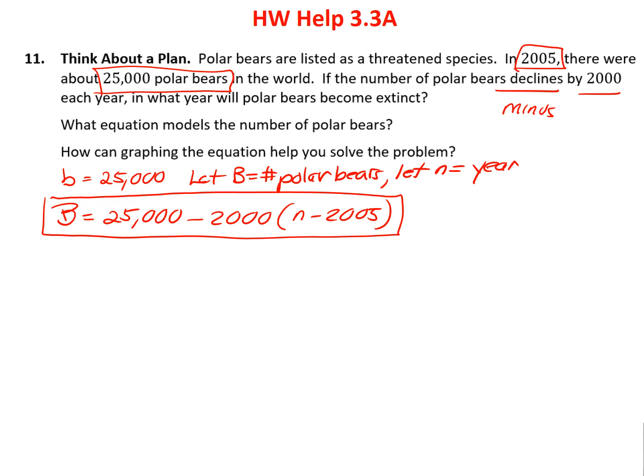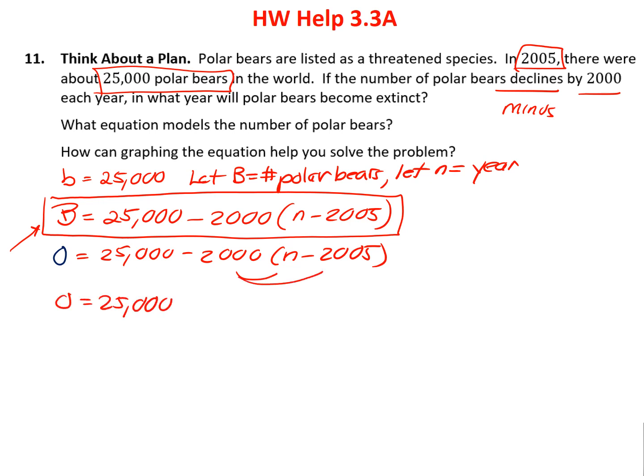And the second part is, when will they be extinct? Well, they'll be extinct when B equals 0. So let's plug in B equals 0. So I'm going to put 0 here, and that's going to equal 25,000 minus 2,000 times n minus 2005. Okay. So let's do a little distributive here first. And we get 0 equals 25,000 minus 2,000 n, and then minus times minus is plus, and let's do 2,000 times 2005, and that's going to be 4,010,000.